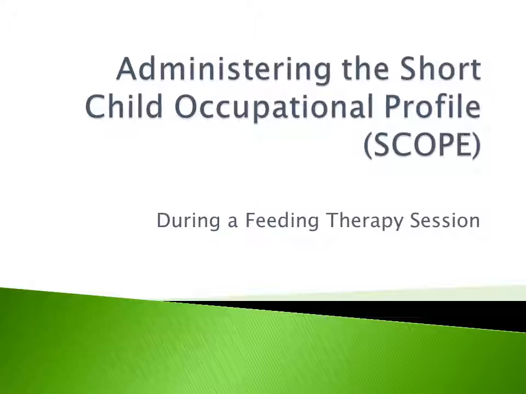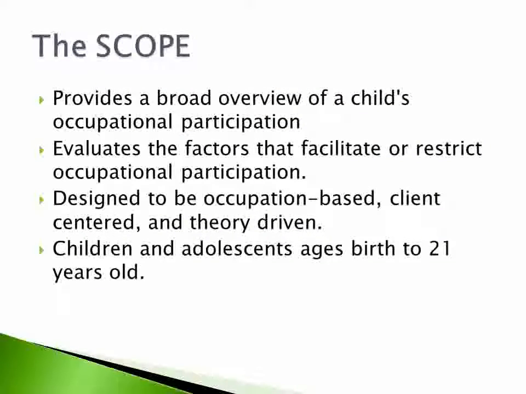The short child occupational profile, or SCOPE, provides a broad overview of a child's occupational participation and evaluates the factors that facilitate or restrict occupational participation. It is designed to be occupation-based, client-centered, and theory-driven. It can be used with children and adolescents ages birth to 21 years old.